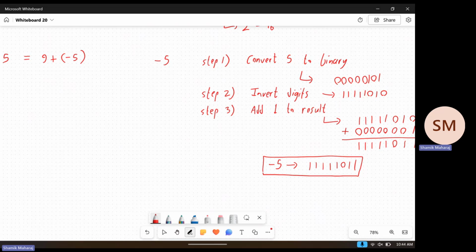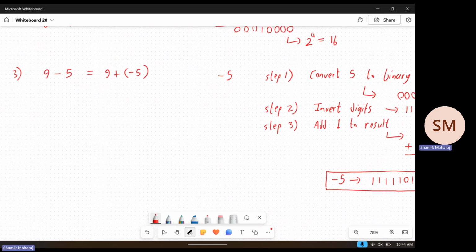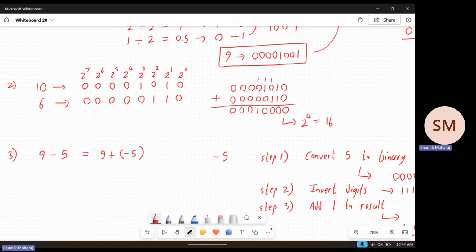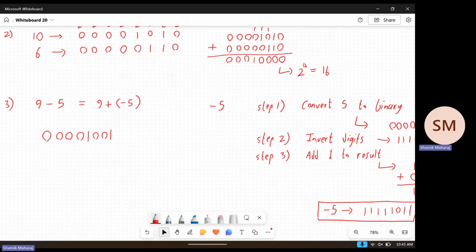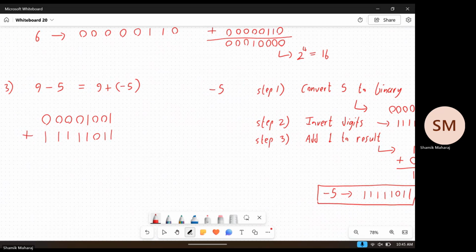Okay, guys, shall we add this number together before the break? Are you guys fine with this? We'll do it quickly. So 9 minus 5, I'm going to write what 9 is, which we worked out earlier: 0, 0, 0, 0, 1, 0, 0, 1. Minus 5 we just worked out at the bottom to be 1, 1, 1. So this right here is what 9 minus 5 looks like in binary.